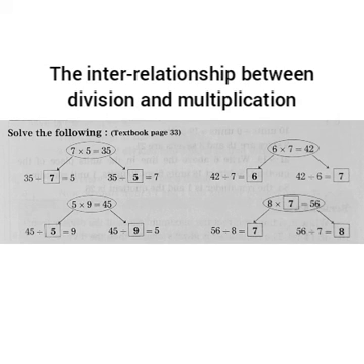6 multiplied by 7 is equal to 42. It can be written in two ways. 42 divided by 7 is equal to 6 and 42 divided by 6 is equal to 7. 8 multiplied by 7 is equal to 56. It means 56 divided by 8 is equal to 7 and 56 divided by 7 is equal to 8.